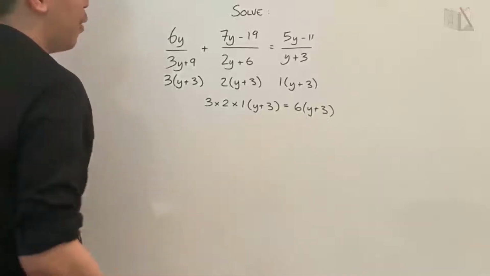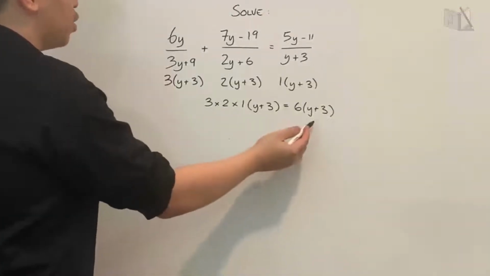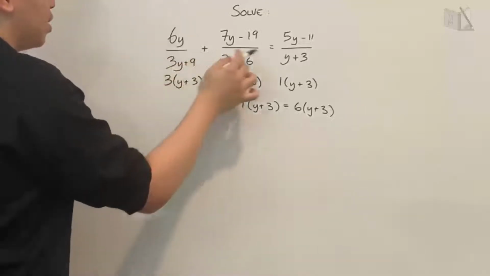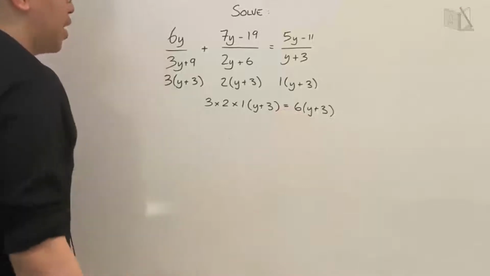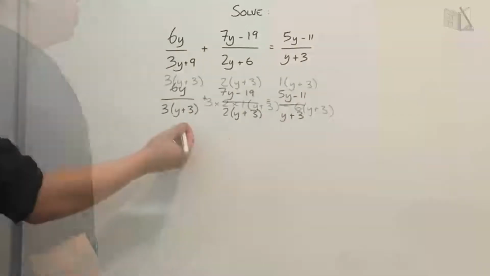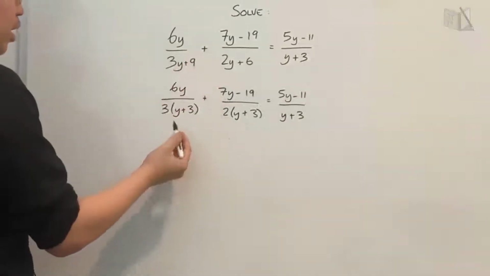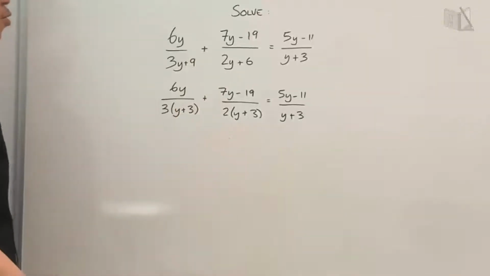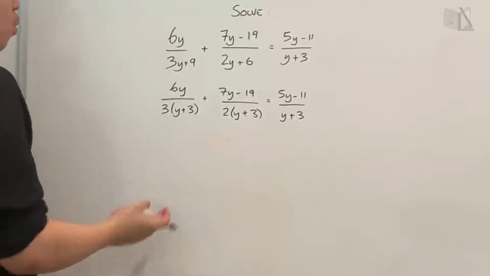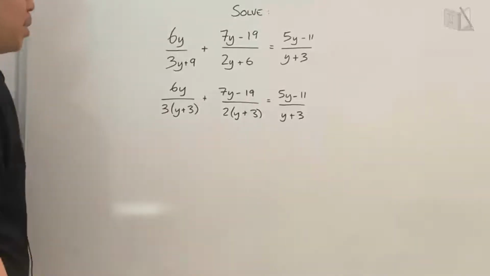So this is going to be our LCM, and we're going to try to convert each of these fractions into a fraction of denominator 6 bracket y plus 3. I've written this entire equation into one where the denominators are in prime factored form, this way it's easier to show what we're going to do to get them to have a common denominator.